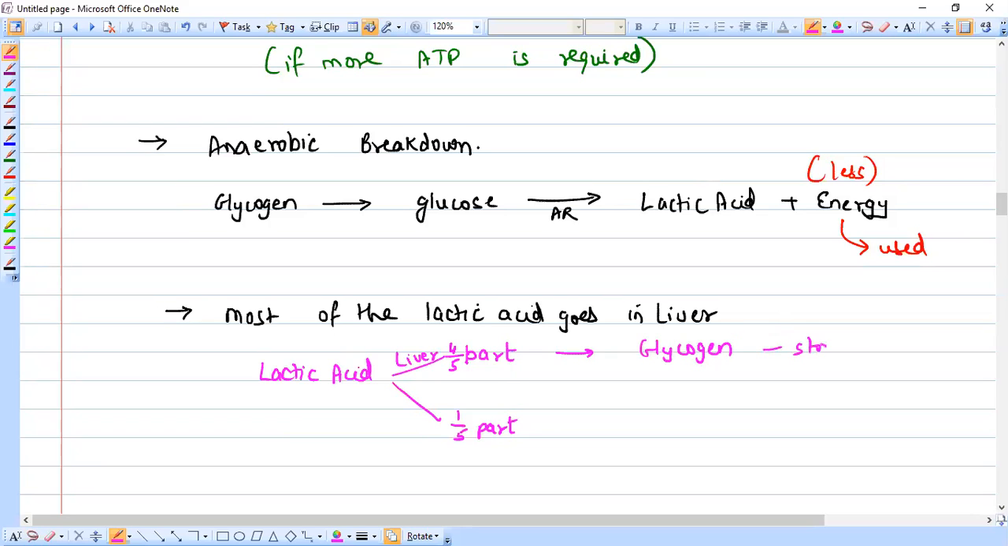But the 1/5 part will be broken down. Once it is broken down, it will give you energy. So the 1/5 part is broken down to give you what? Carbon dioxide plus water plus 2 ATP. Again the ATP is less energy, but still some ATP is generated, and this ATP is then finally used.